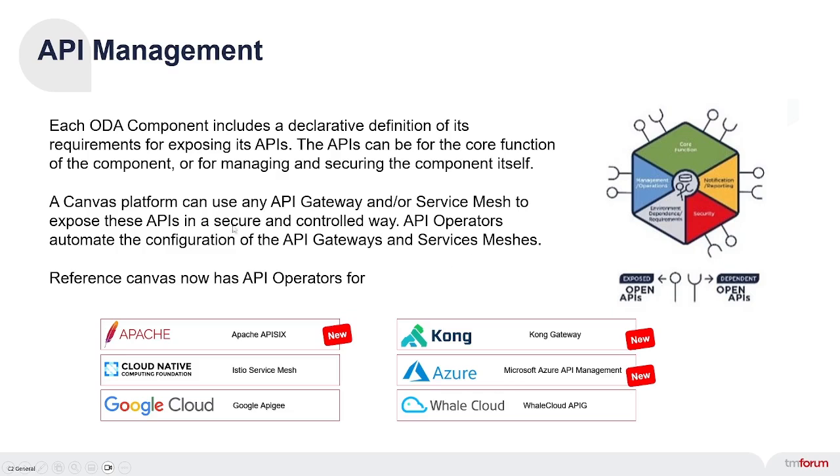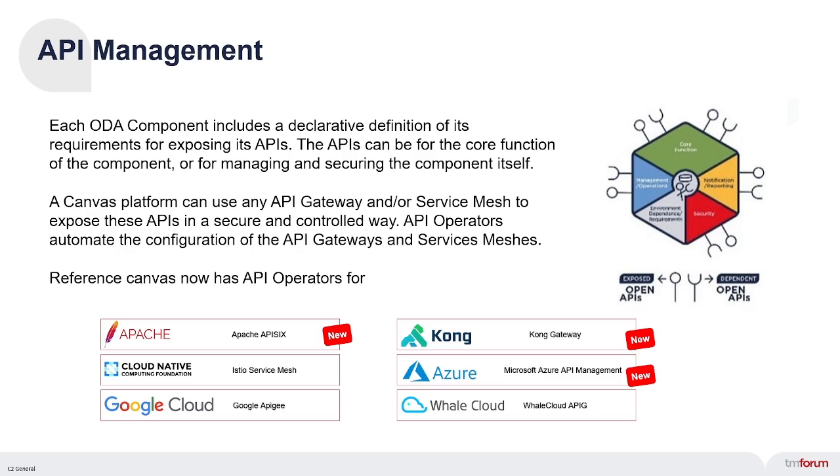And the Canvas platform can use any API gateway or service mesh to expose these APIs in a secure and controlled way. So we're not choosing a particular set of technologies, we're just describing a standard way in which you can articulate your requirements in a declarative model, and then API operators in the Canvas automate the configuration of those API gateways and service meshes.